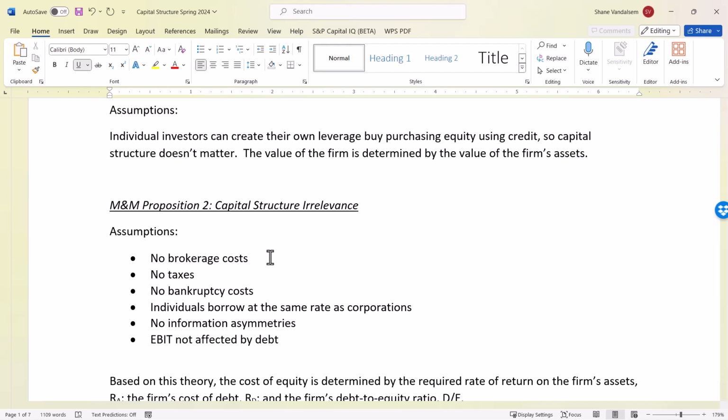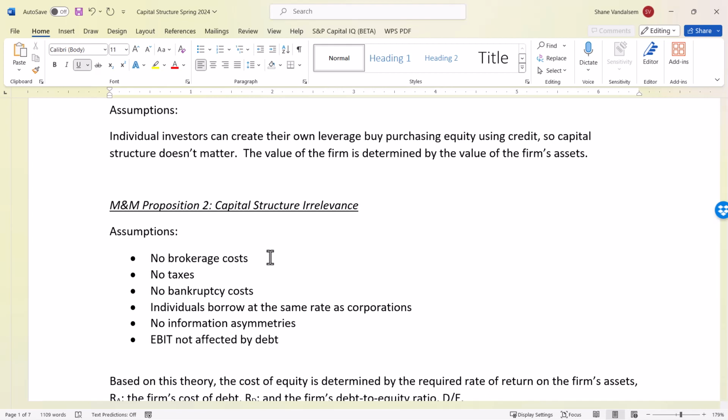Whenever you trade stocks, if there's a capital gain, you're going to pay a tax on that capital gain. No bankruptcy cost. We're going to get into detail of what bankruptcy costs are later on. But what you should know is that bankruptcy costs are real. There are costs associated with a firm going through bankruptcy, and those costs are borne largely by the stockholders of the company.